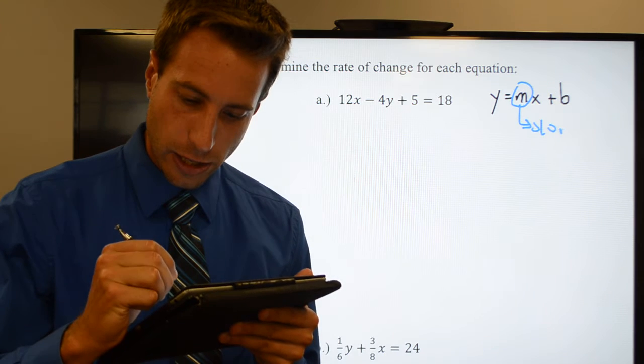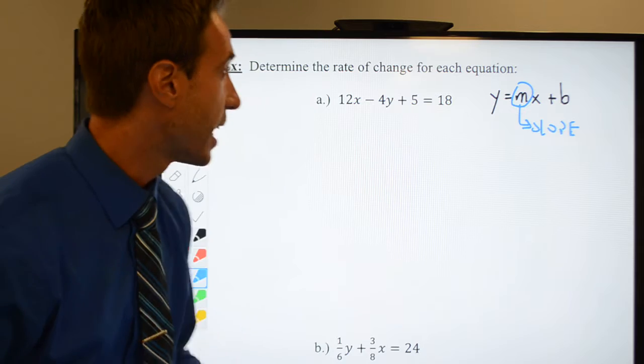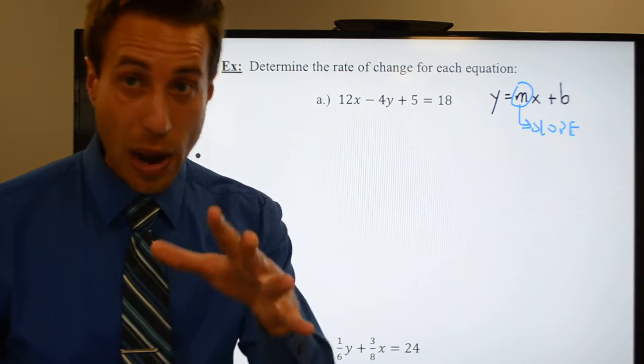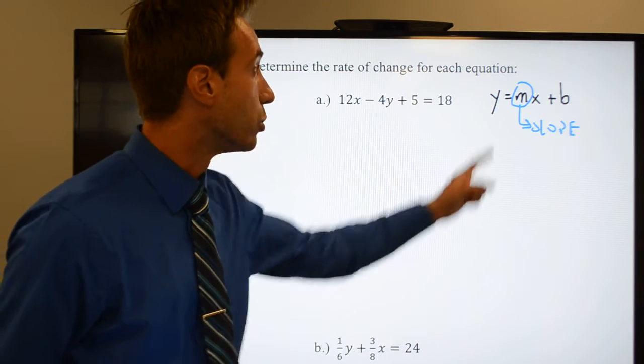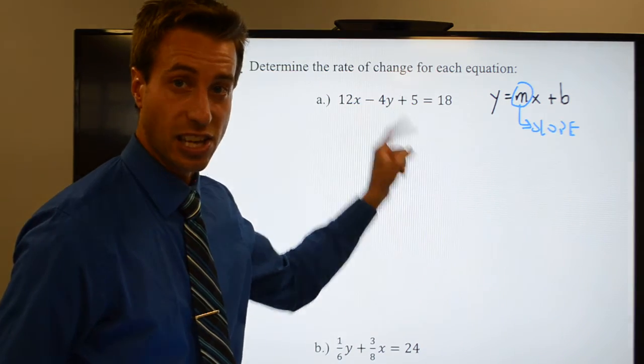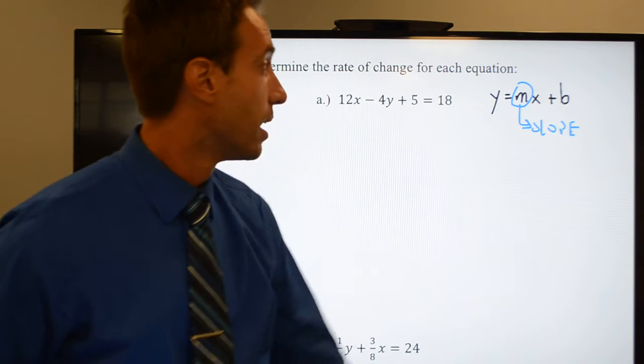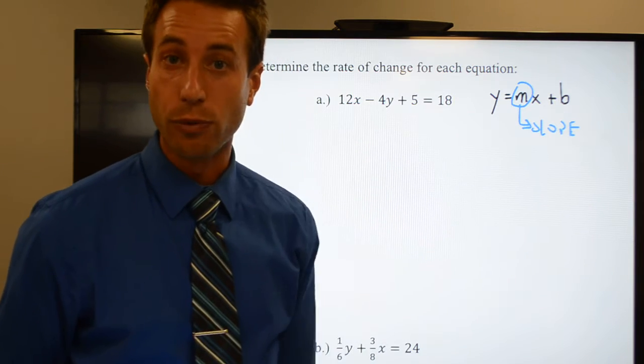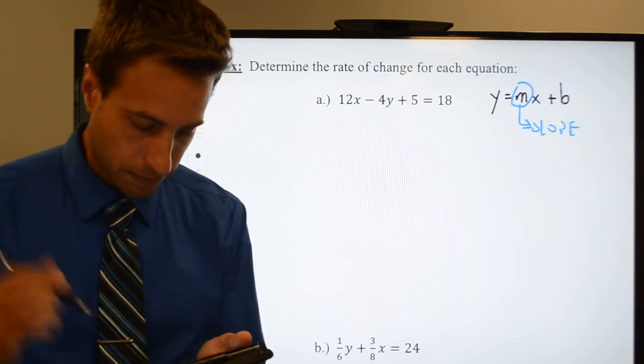So here's what we're going to do. We are going to take the equation that you have been given. You are going to solve for y. I need to get this guy all by itself. And when I do that, all I got to do is pull out the slope. Let's see how this works.